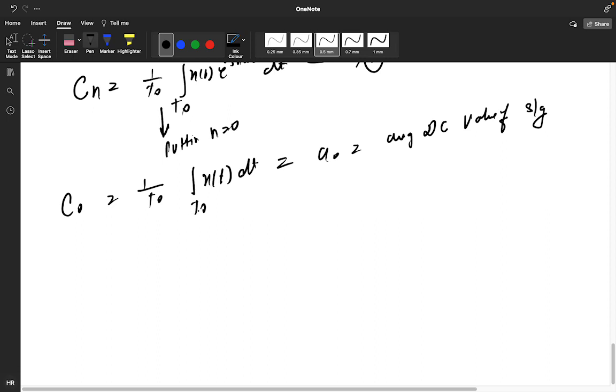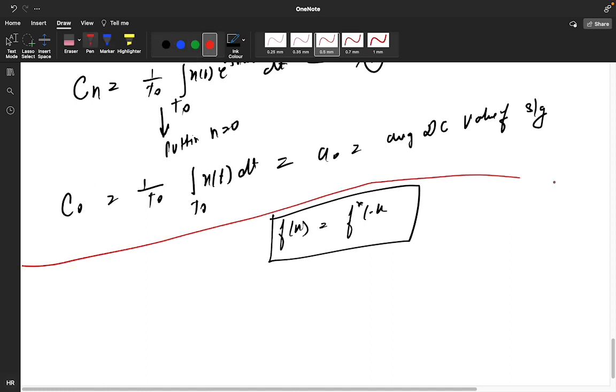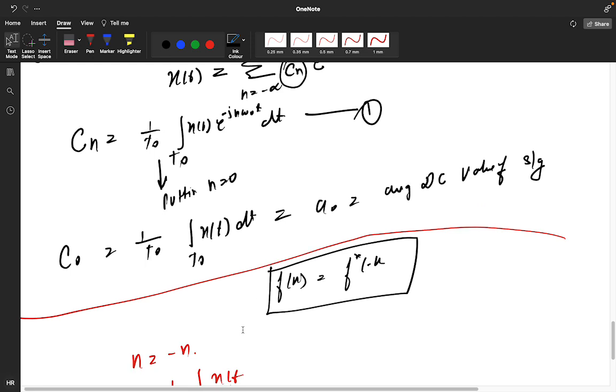Yeah, so for checking whether it is conjugate symmetric or not, suppose your signal is f of k equals f conjugate of minus k. If you want to check this part, see, now if I put n equals minus n, what will I get? C of minus n is 1 upon t naught integral of x of t e power j n omega naught t dt. This is my equation 2.